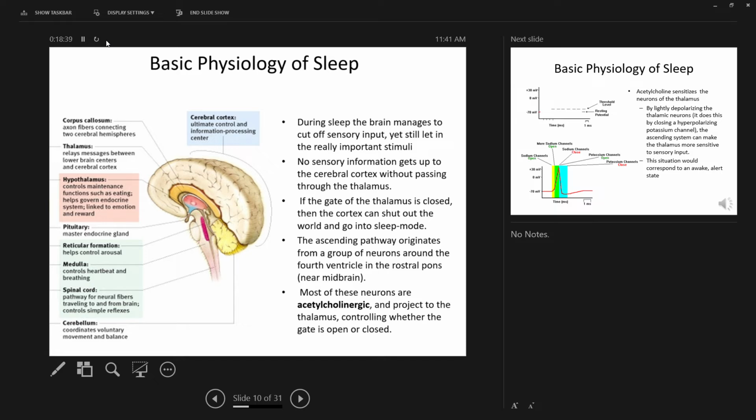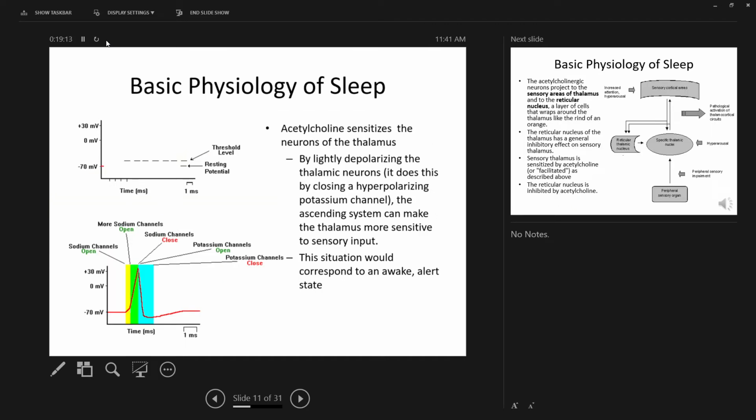Now, the ascending pathways here originate from a group of neurons around the fourth ventricle and the rostral pons near the midbrain. And this is what we talked about in the previous slide. Most of these neurons are acetylcholinergic, this is very important, and project to the thalamus, controlling whether or not that gate is open or closed. So it's the acetylcholinergic neurons that really play a huge role in determining awake or sleep state.